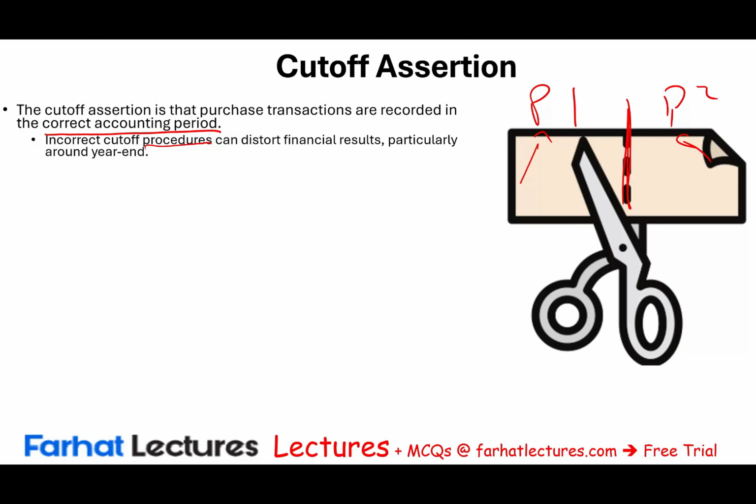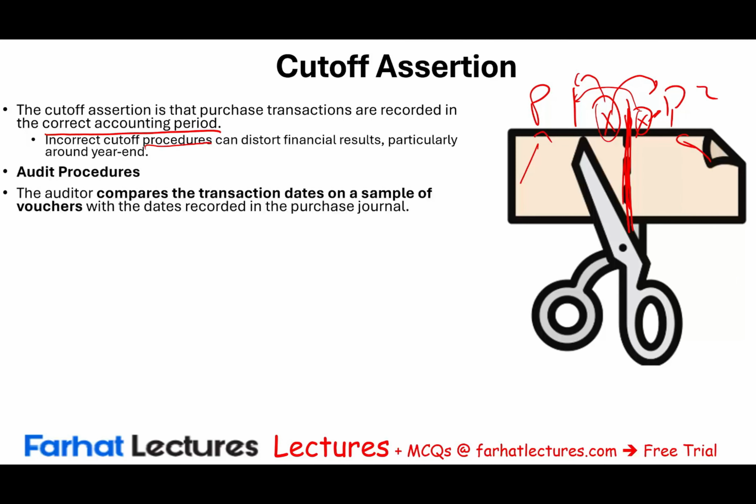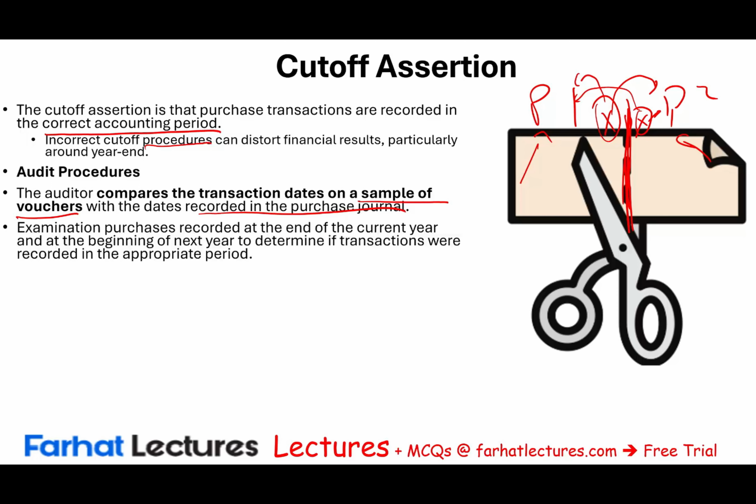So when you are doing cutoff, you are looking at year end and you're examining transactions before and after to determine whether these transactions indeed belong to period 1, or should they be in period 2. How do we confirm this? Well, we compare the transaction date on a sample of vouchers with the dates recorded in the purchase journal. We look at the voucher, we look at the source document. We say, okay, based on the dates of these documents, the transaction should be in period 1. Let's see if it's in period 1. Or based on these dates, the transaction should be in period 2. Then let's see if it's in period 2.